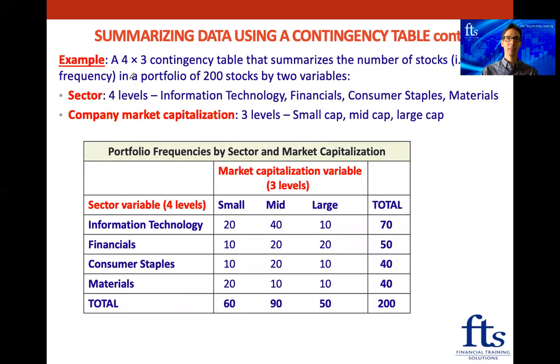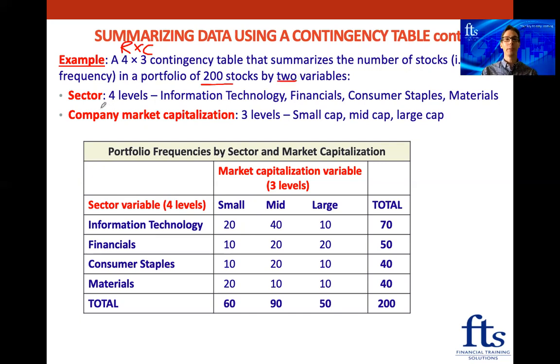So here we've got a 4x3 contingency table. Remember that is our R there. So we're going to have 4 rows, and then we're going to have 3 columns. So it's R by C. It's going to be a 4x3 contingency table that's summarizing the number of stocks, and remember that is our frequency, in a portfolio of 200 stocks. And we're going to summarize now using 2 variables.